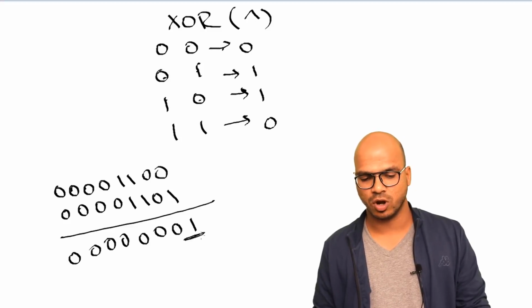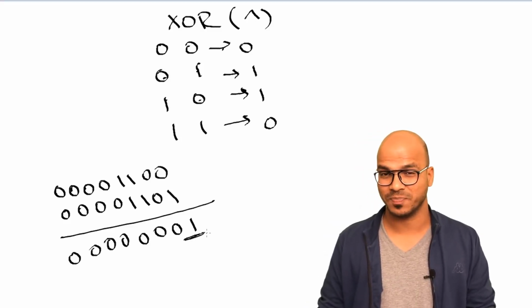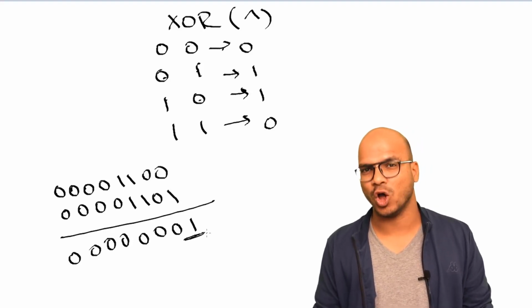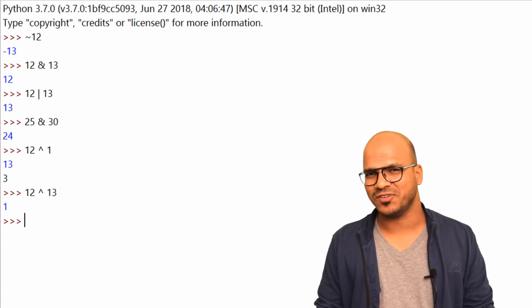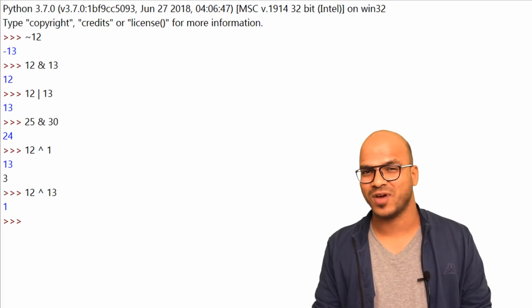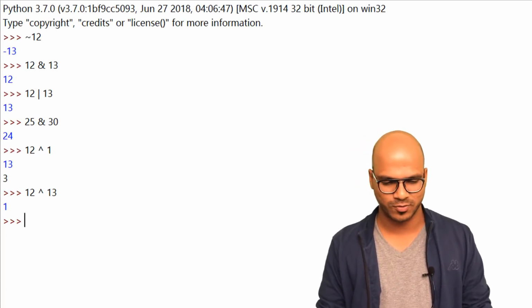So the only answer you got here is 1, right? So that's why we got 1. That's how you perform XOR operation. So you can try here with different numbers, right? Again, the same number, 25 and 30, try it out and let's see what you get.